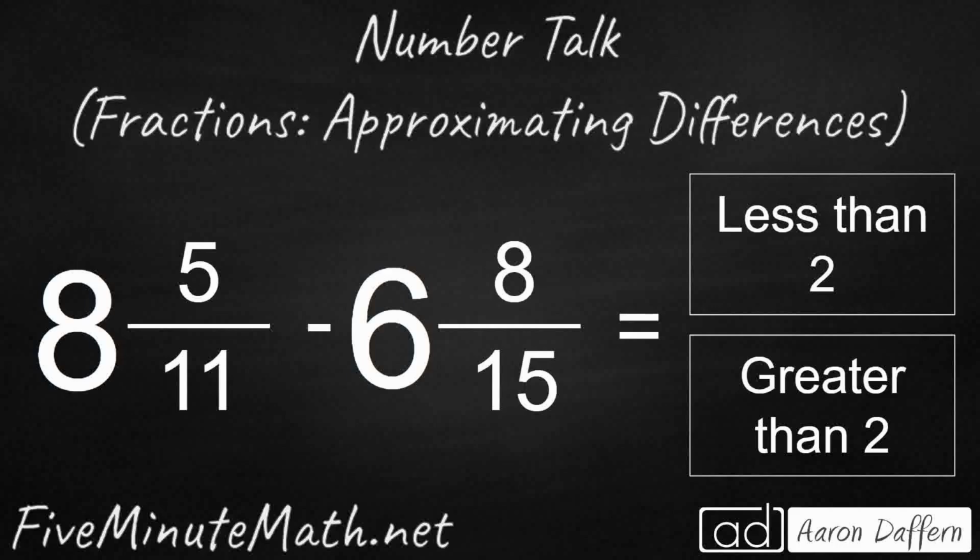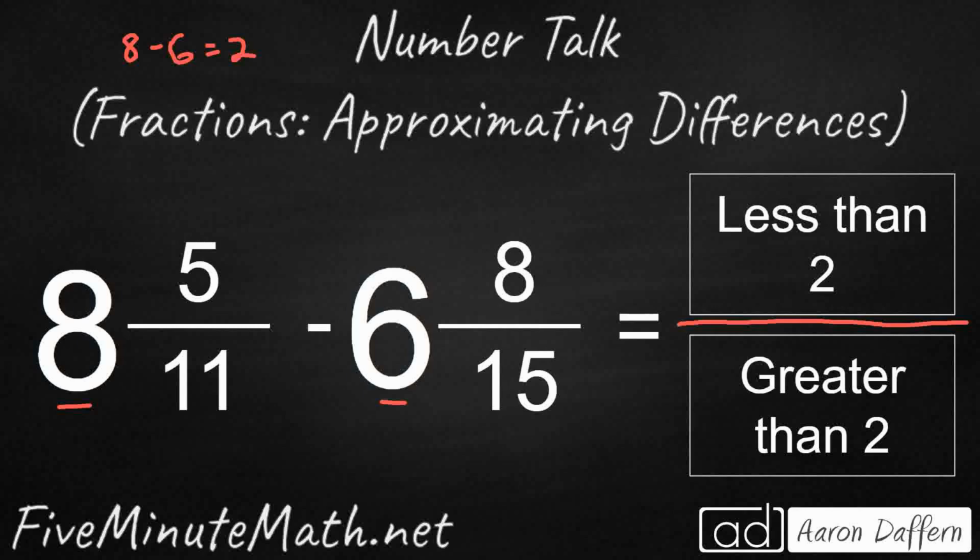Today, for our number talk, we are looking at these two mixed numbers and trying to evaluate if the difference is going to be a little bit less than 2 or a little bit greater than 2. So, first things first, what do we know about the whole numbers? Well, 8 minus 6 is going to get you 2. So, our answer is going to be around 2, and that's going to be represented by that line right there. Really, we're looking at the fractions to see if it is going to be a little bit less than 2 or a little bit greater than 2.